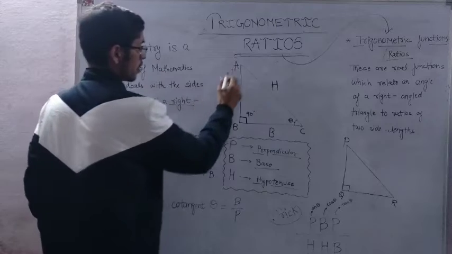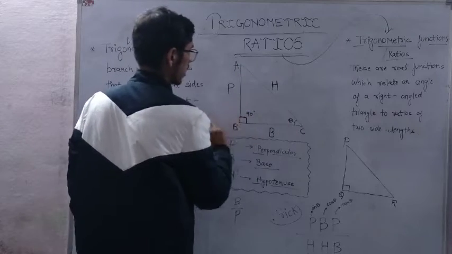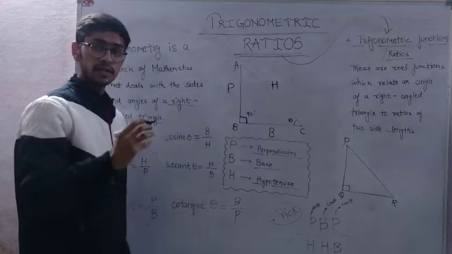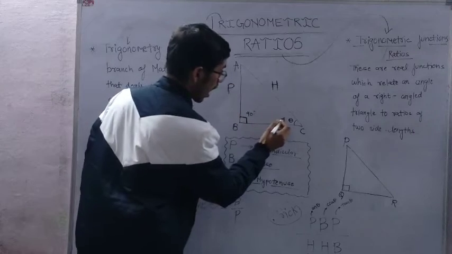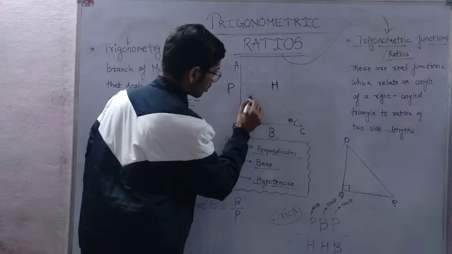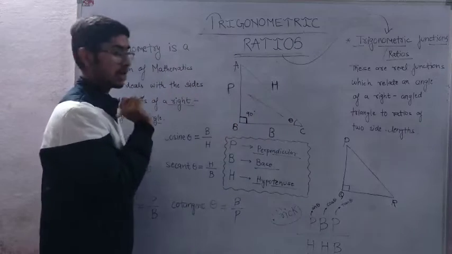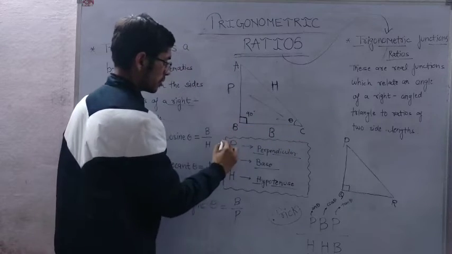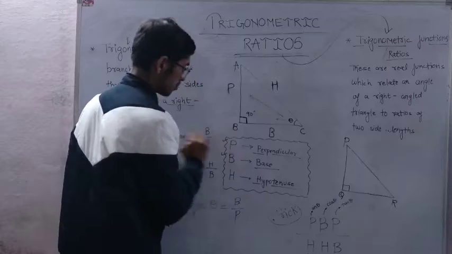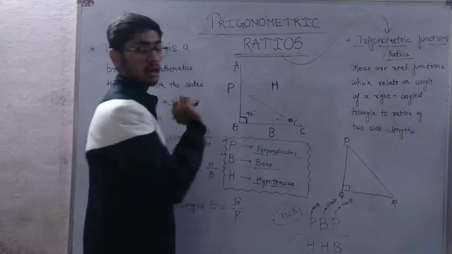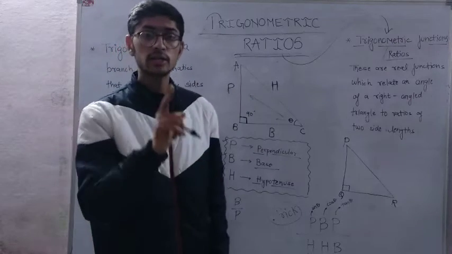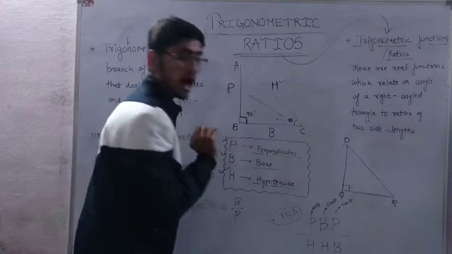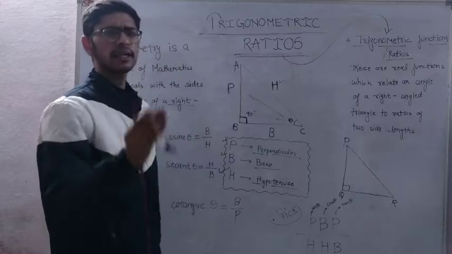Here we have a right angle triangle ABC, and AB is known as the perpendicular. How can we name the perpendicular? The side opposite to the inclination angle theta is known as the perpendicular, and the side which is adjacent to theta is known as the base. P for perpendicular, B for base, and the longest side of a right angle triangle is known as the hypotenuse, H for hypotenuse.